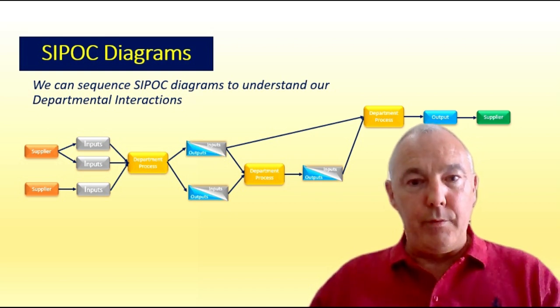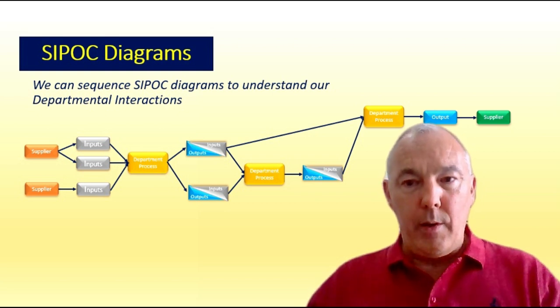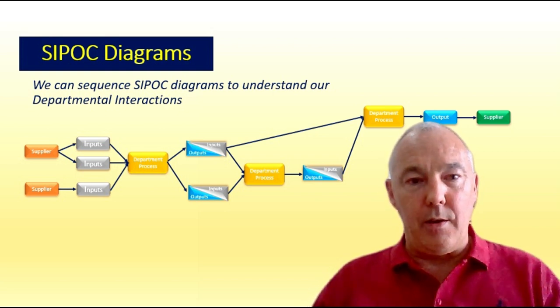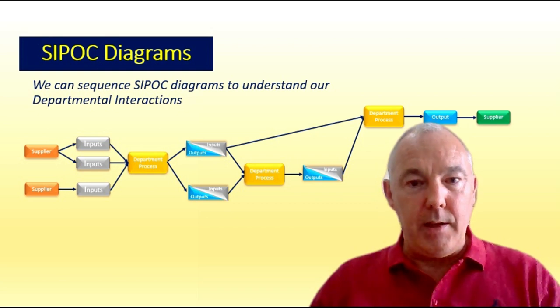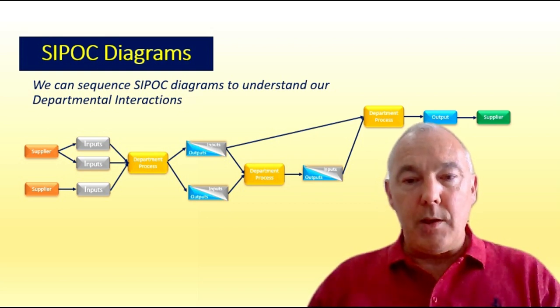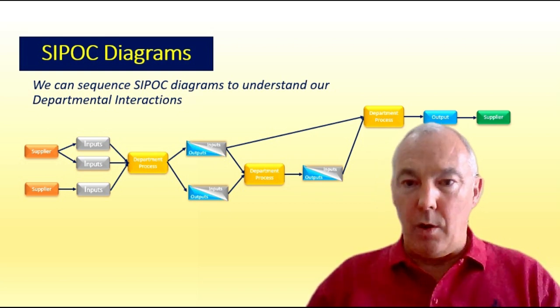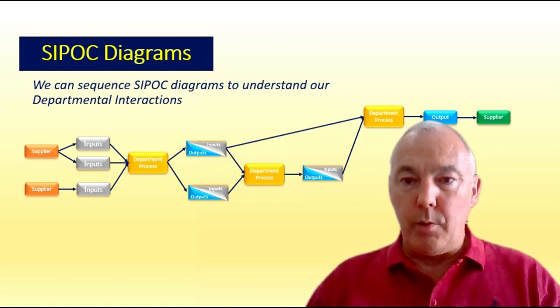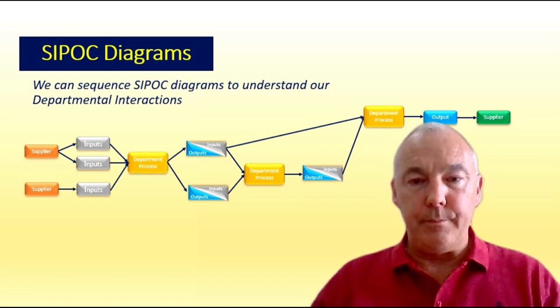Having this high-level view of the departmental deliverables and interactions can also highlight any of those areas of mismatches in expectations, where we might adopt service level agreements or performance metrics in order to achieve and deliver improvements.